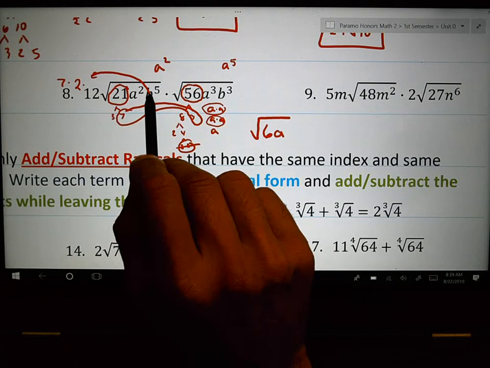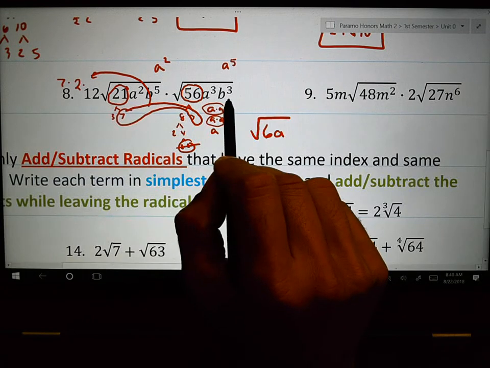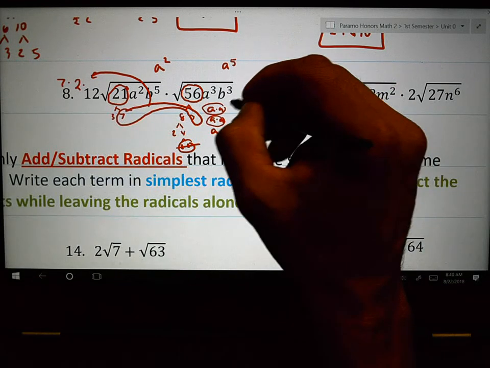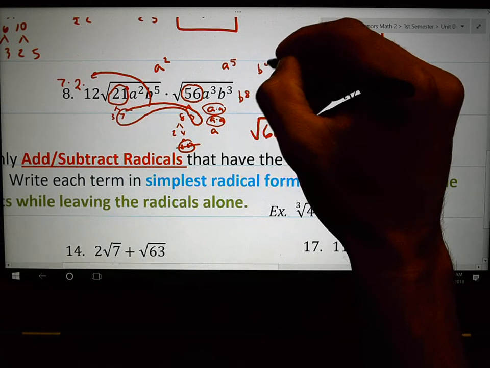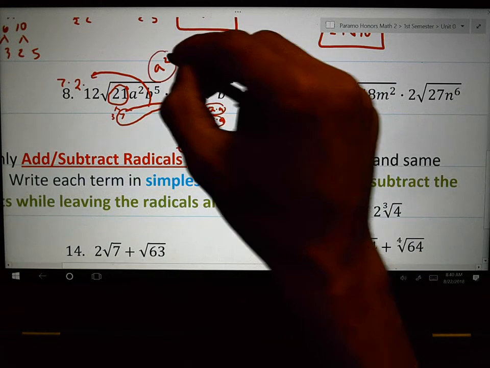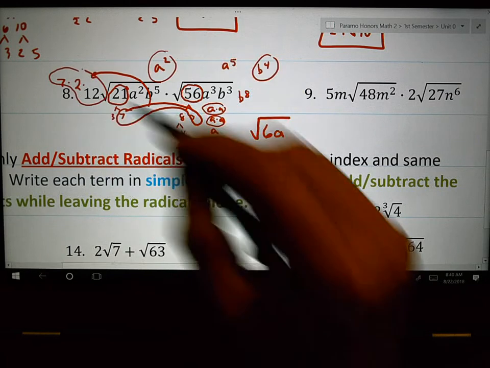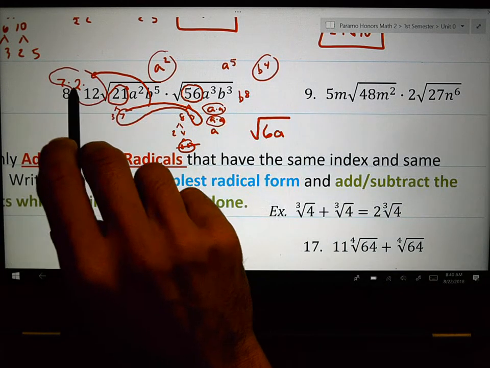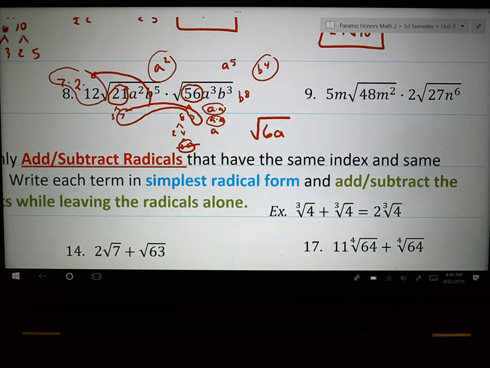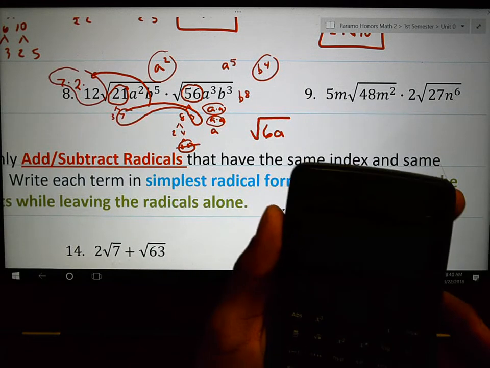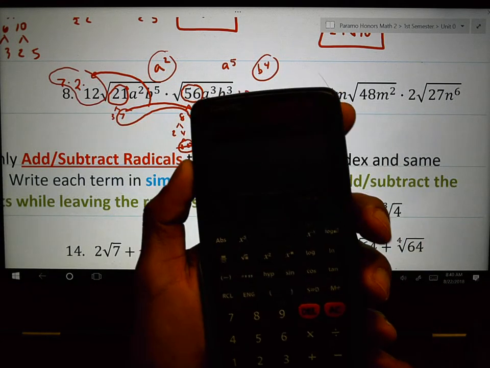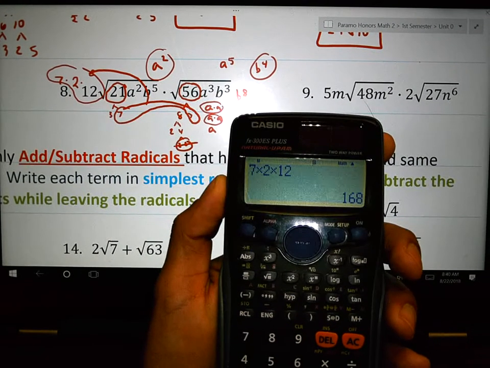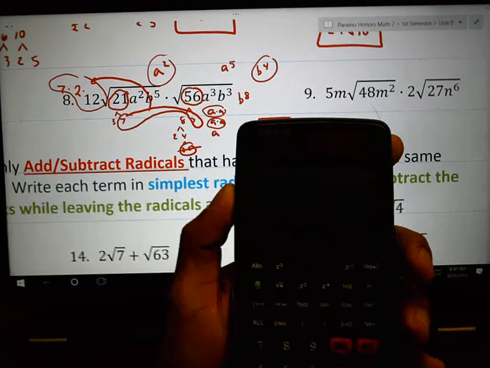B to the 5th, 5 factors of B. B to the 3rd, 3 factors of B. Together I have B to the 8th on the inside. Do you know how many are going to pop out? And so now I kind of have everything that I need on the outside. The only thing I don't know is 7 times 2 times 12. I'm sorry. I'm going to take the lazy route, and I'm going to do 7 times 2 times 12 on my calculator, and I got 168. So you guys can't see that, but there you go. Right there. 7 times 2 times 12 is 168.